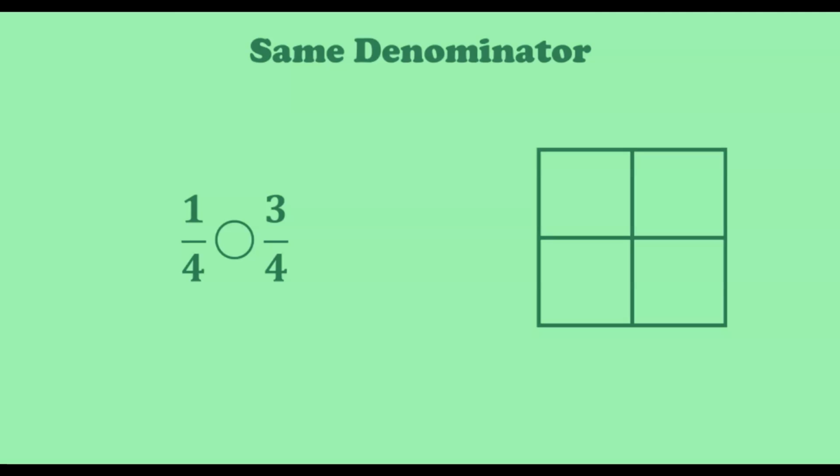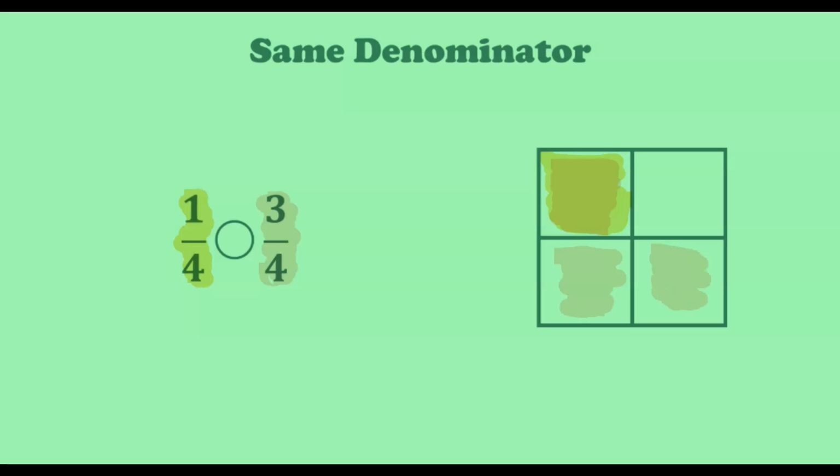Now consider the first fraction. We have 1 divided by 4. If we shade just one of these parts, that will represent 1 divided by 4. And the next fraction is 3 divided by 4. To represent that fraction, we need to shade a total of 3 parts.